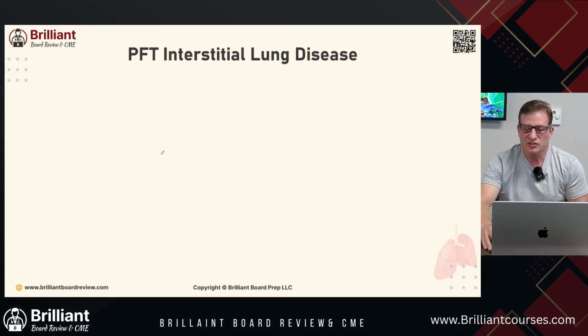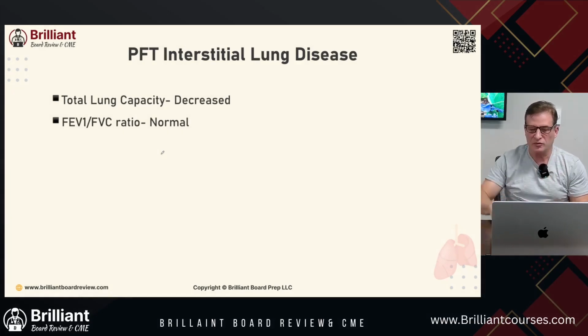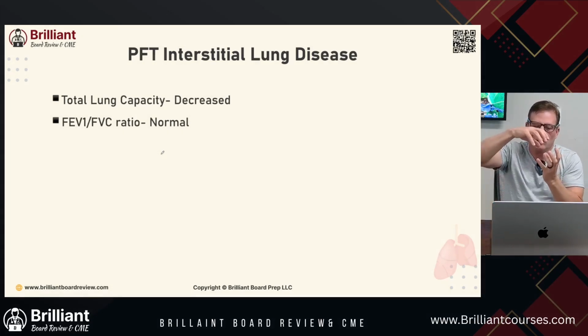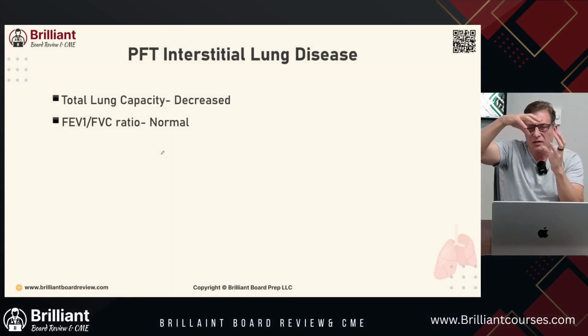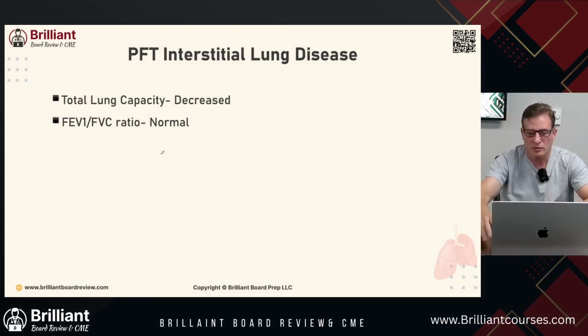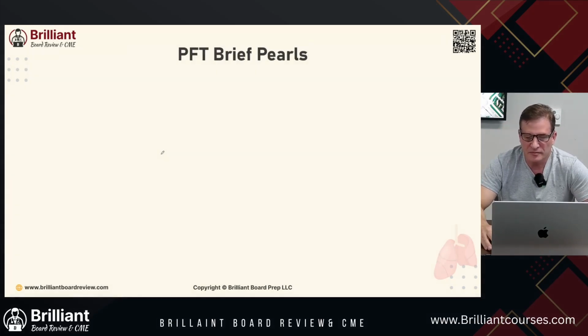PFT in interstitial lung disease, you're going to have total lung capacity decreased. FEV1 versus FVC ratio is going to be normal. Remember, they're all decreased. It can actually be increased too, because the FEV1 and FVC are going to be decreased both together, because remember, we looked at that PFT, it's a small lung. It's the same size, same shape, but smaller. And then the DLCO is going to be decreased.